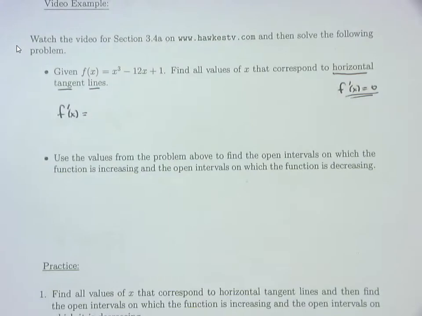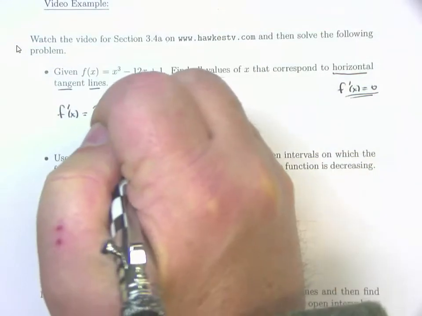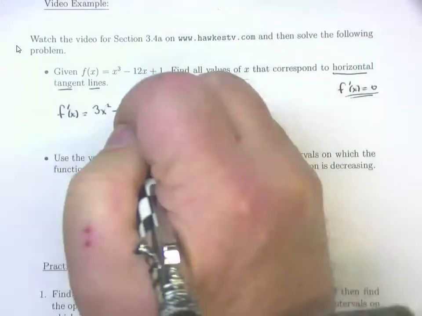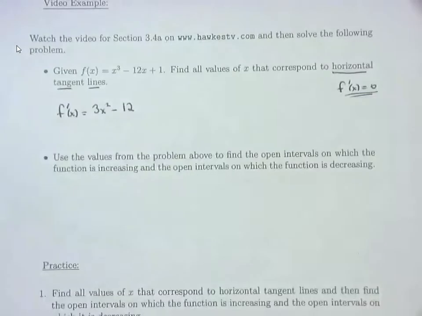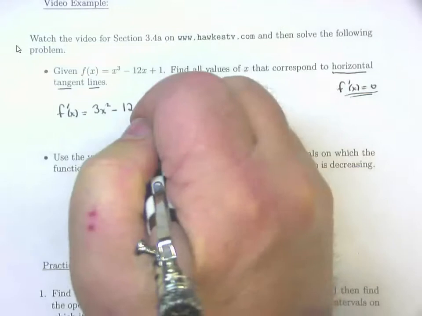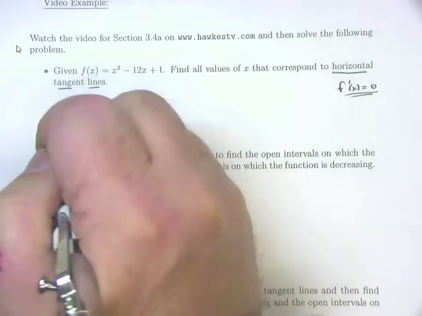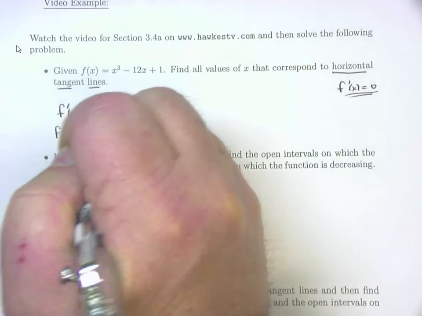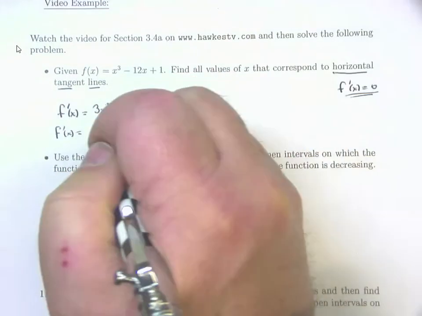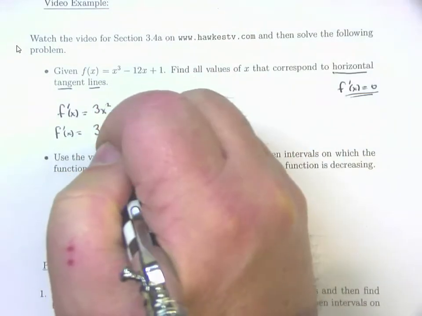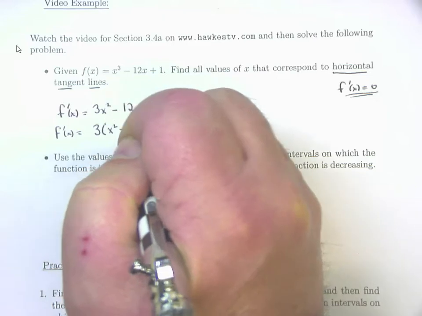That means f prime of x is, what's the derivative of x cubed? 3x squared minus the derivative of 12x, which is 12. Now, there's my derivative, we're going to set it equal to 0 and solve. Well, the first thing I'm going to do with this is factor it. I can factor out a 3, and that would leave me with x squared minus 4 equals 0.